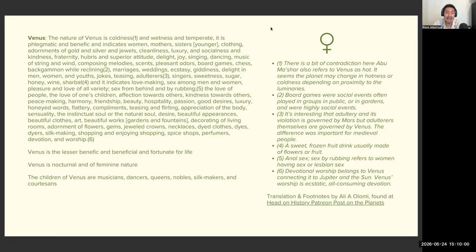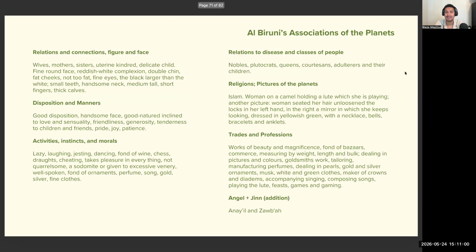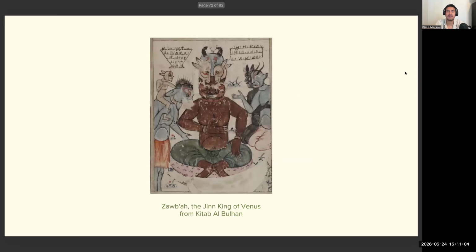And then we have some of the indications of Venus here. Again, more indications. Again, you see that we can really keep going on and on and on about these planets. And then we're told that Zaubah is the jinn king of Venus, and the angel of Venus is Anail. We have Zawbah and Anail.